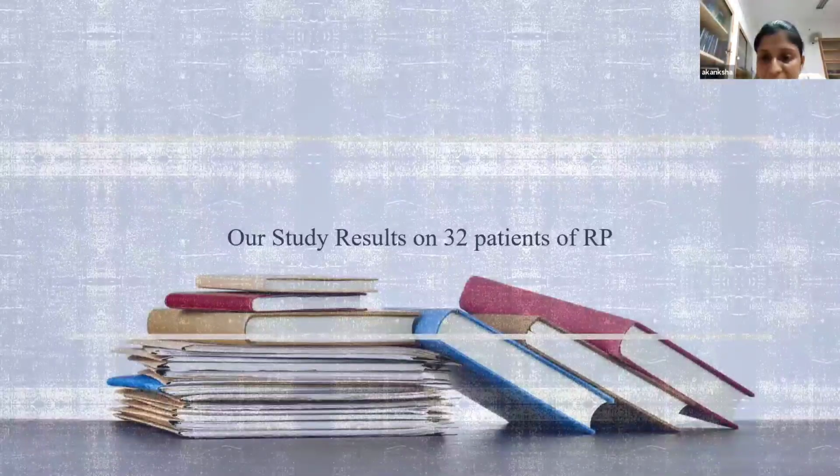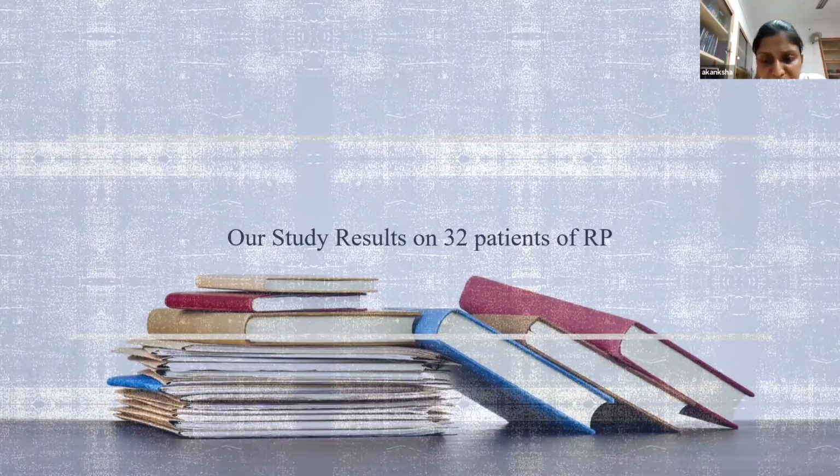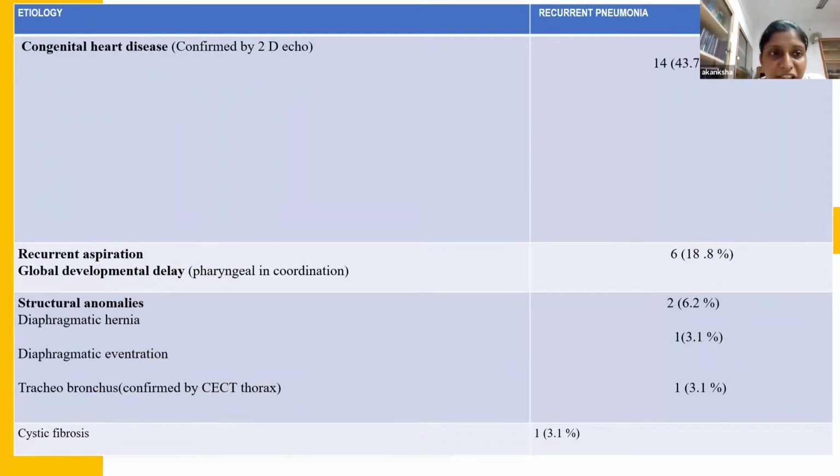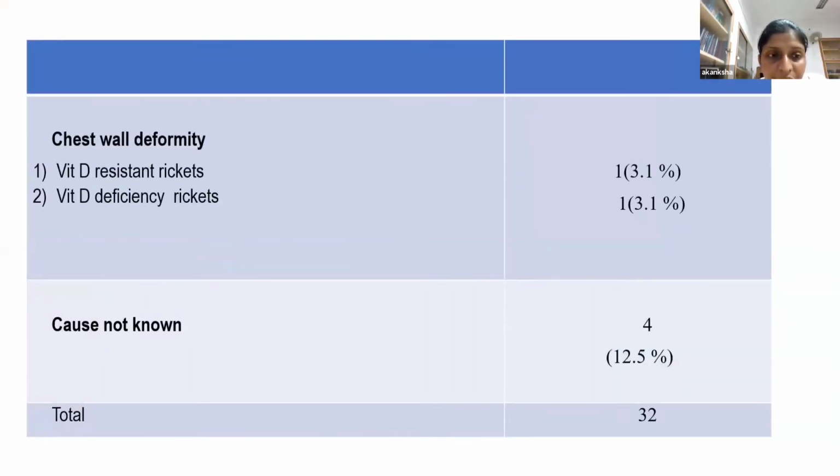In our study, 32 patients fulfilled the criteria for recurrent pneumonia, and the underlying etiologies found were: the majority of the patients had congenital heart disease, which contributed about 43.7%. Recurrent aspiration in the patients of global developmental delay or cerebral palsy due to velopharyngeal insufficiency was present in 18.8% of patients. In structural anomalies, we were able to find diaphragmatic hernia, diaphragmatic eventration, and tracheal bronchus. Cystic fibrosis was found as an underlying etiology in one patient. Chest wall deformity leading to recurrent chest infection was found in 2 patients.